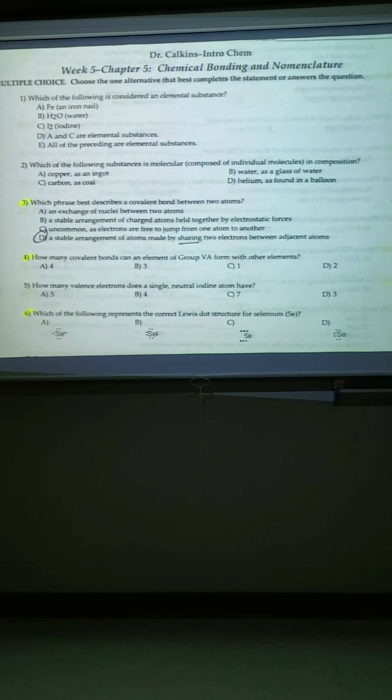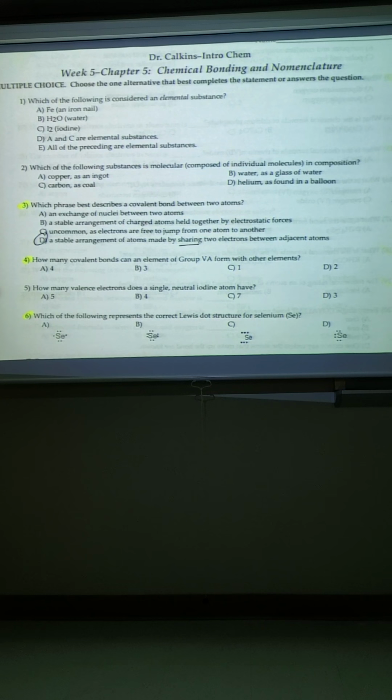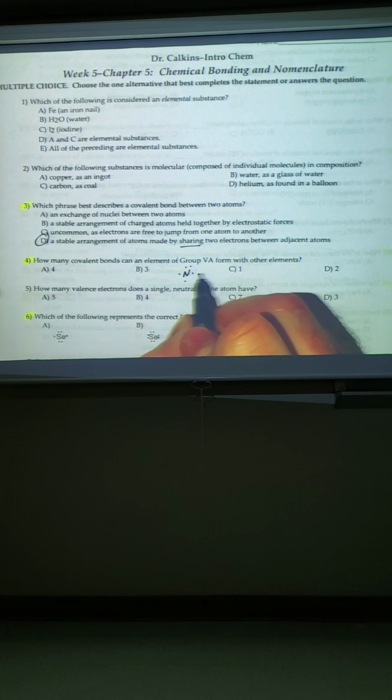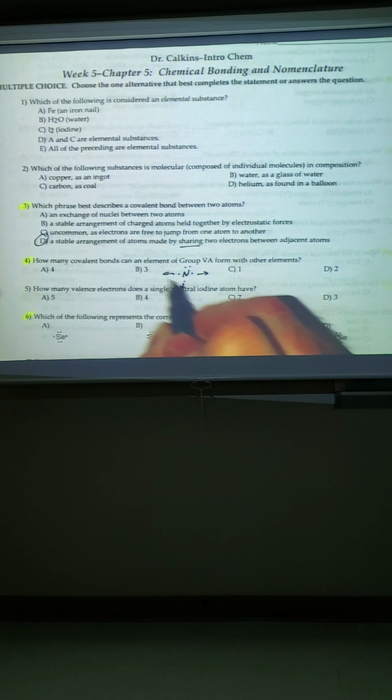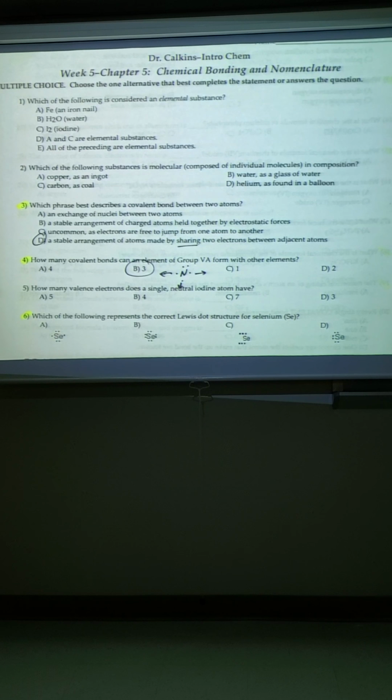Number 4 says, how many covalent bonds can an element in group 5 share with other atoms? Well, if you're in 5, you're like nitrogen. You have 5, so you can share once, twice, or 3 times. So 3 is the magic number for 5 because the magic number is 8 overall. The octet rule applies.